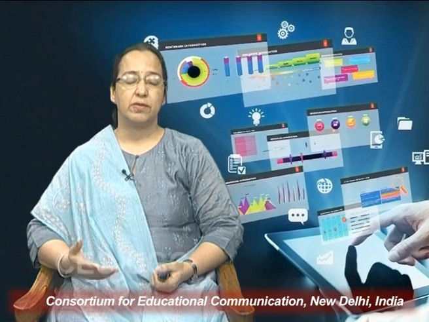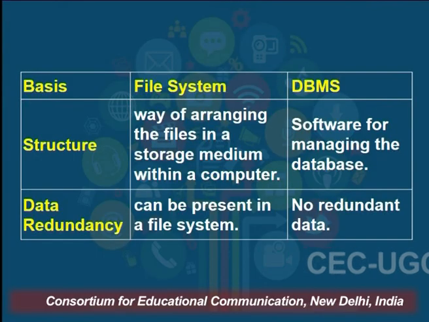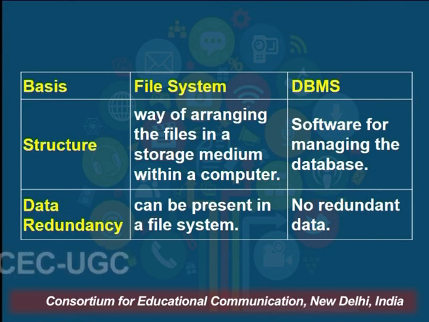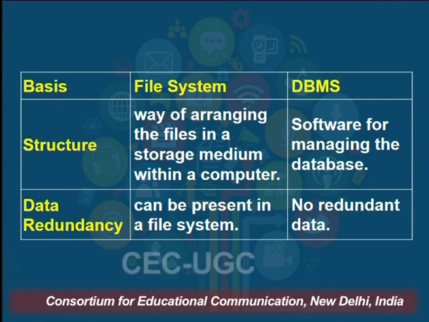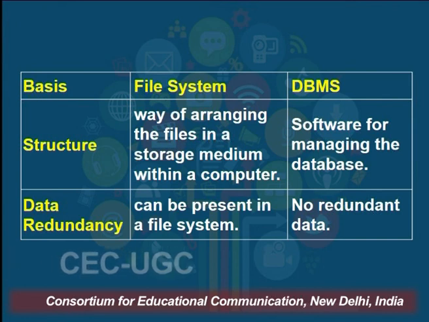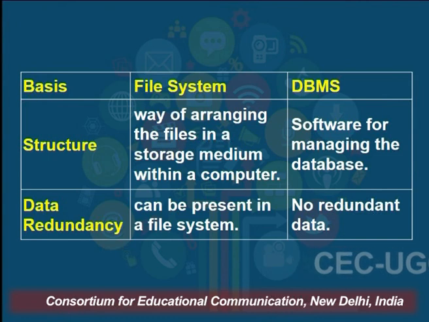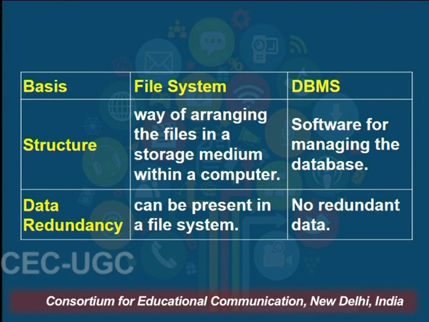So let us say we talk about the structure. When we talk about the structure, the file system is a way of arranging files in a storage medium within a computer, and generally it is hierarchical, as I told you. While a database management system is a software used for managing complex relationships within the data, or simply, a software used for managing the database. That's what DBMS is.